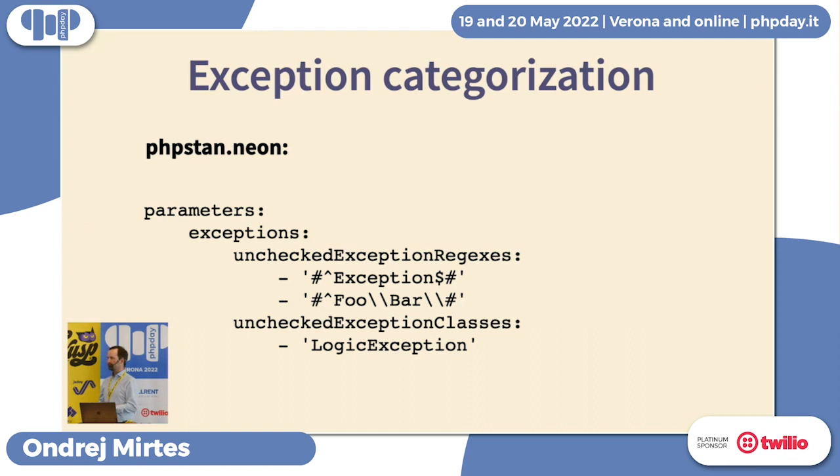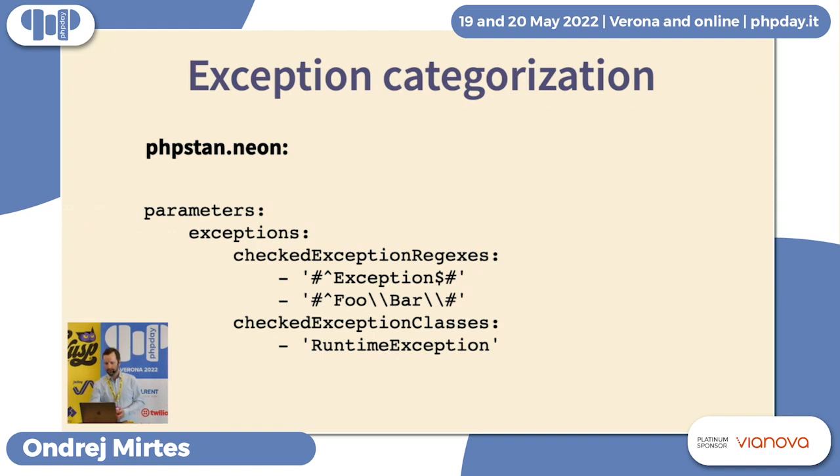And you can also flip it. If you start using these options that start with checked instead of unchecked, it's an allow list. So you can mark all of them as unchecked first, and you can just write the list of those that you want to mark as checked.